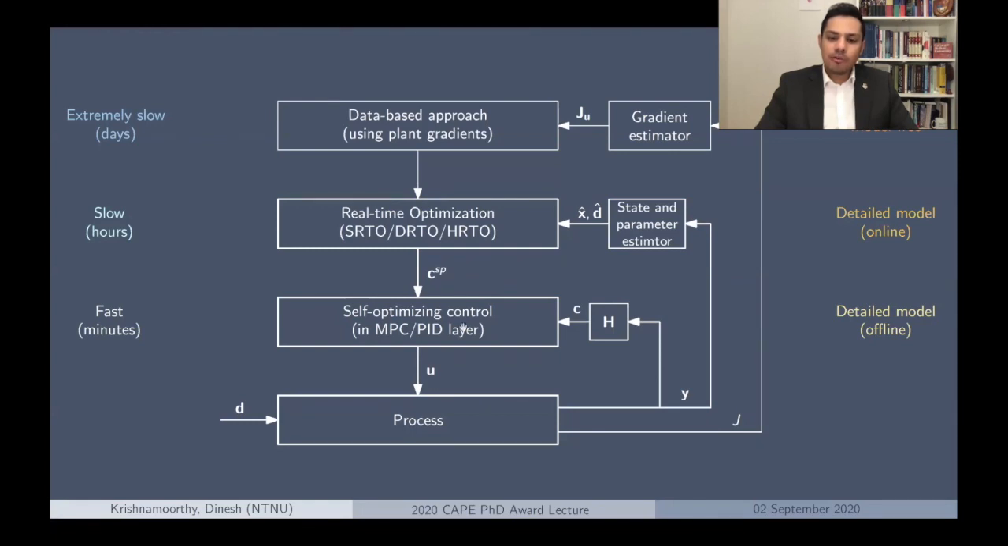we could use the models offline in order to find a linear measurement combination and use them in the fast layer to maintain the process in the near optimal region and provide fast reaction to the disturbances. And then we can use the models online in the RTO layer in order to drive the process to the model optimum. And in the slow time scale, we could use model-free approaches and use the plant gradients in order to drive the process to the plant optimum. So we keep the process in the near optimal region in the fast time scale, and then drive the process to the model optimum in the medium time scale, and in the slow time scale, drive the process to the plant optimum.